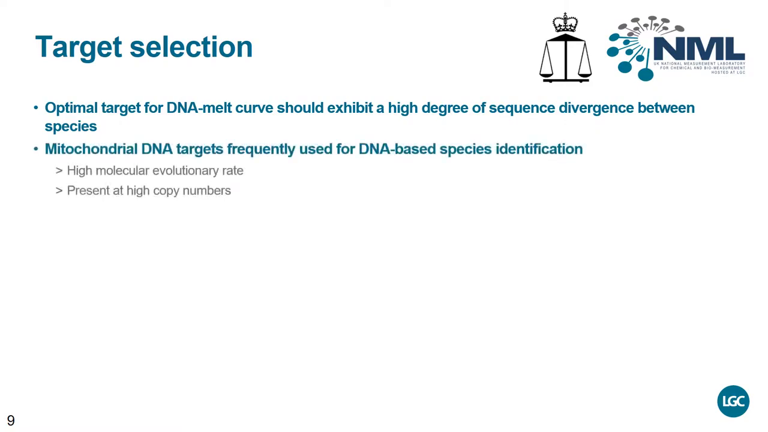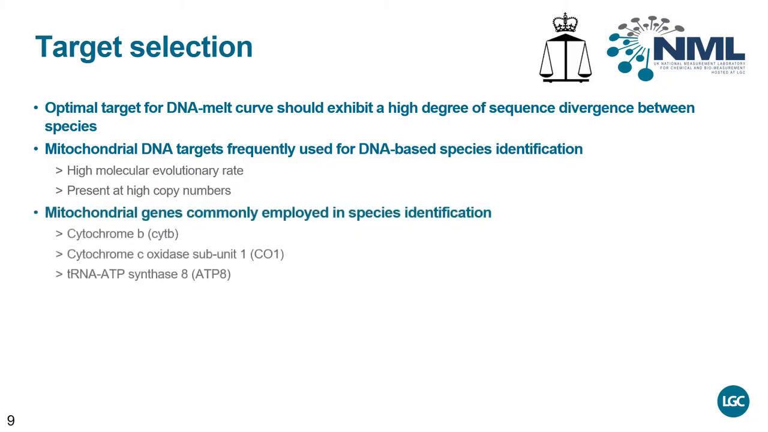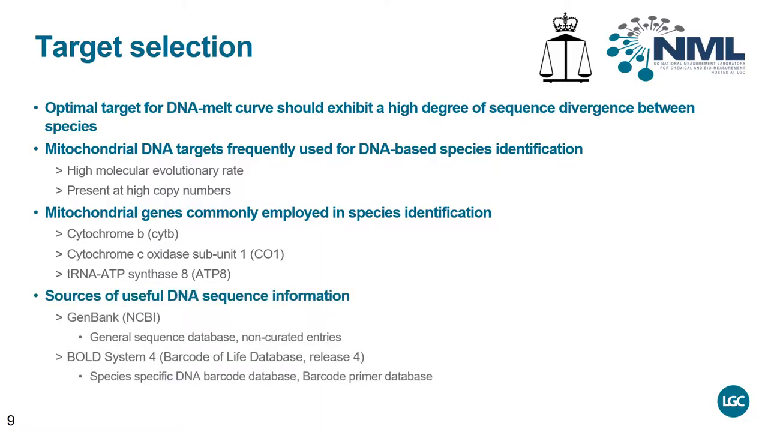Mitochondrial DNA targets have been widely employed for species identification, as many mitochondrial DNA sequences exhibit high rates of DNA sequence divergence. These include cytochrome B, cytochrome C oxidase subunit 1, and tRNA ATP synthase 8. Several open access DNA sequence databases are available, which can be consulted in order to obtain DNA sequence information for the target of choice and across multiple species.